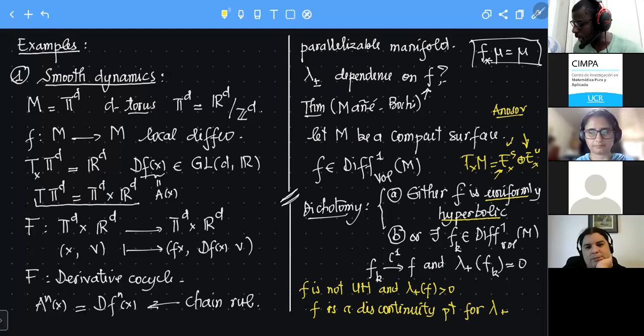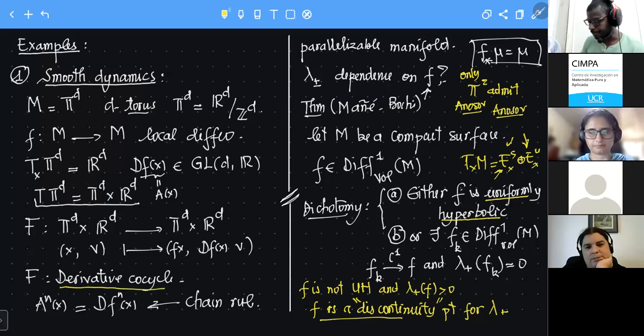One more comment about uniform hyperbolicity is that for surfaces, the only compact surface that admits Anosov diffeomorphisms is the torus. So if you start with a manifold which is not the torus and has positive Lyapunov exponent, then it is automatically a discontinuity point for the Lyapunov exponent. This is a very interesting theorem, and it gives us some hint about the regularity of the Lyapunov exponent in the case of derivative cocycles. Any questions?